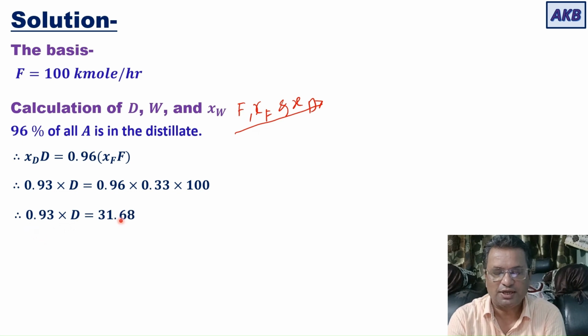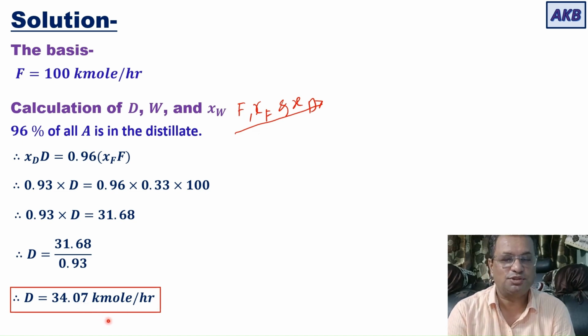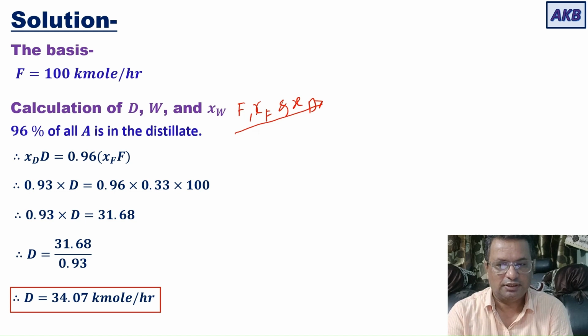So that will be 0.93 into D, that is equal to, the product on the right hand side comes out to be 31.68. So 0.93 into D is equal to 31.68. That is, D is equal to 31.68 divided by 0.93. That gives us D as 34.07 kilomole per hour. Okay, so one of the tasks is completed. We have got the value of D. It is 34.07 kilomole per hour. Okay, next, let us get the other quantities. Before that, I'll erase it.